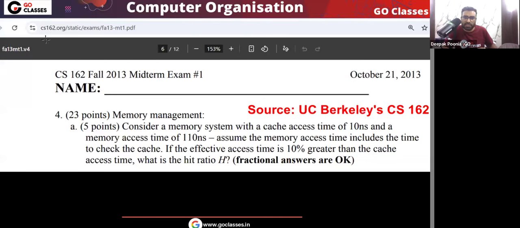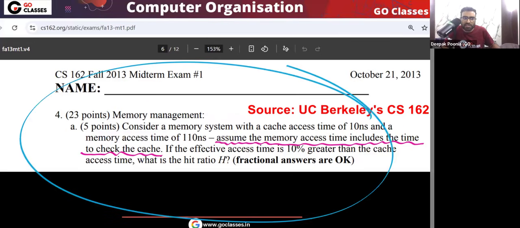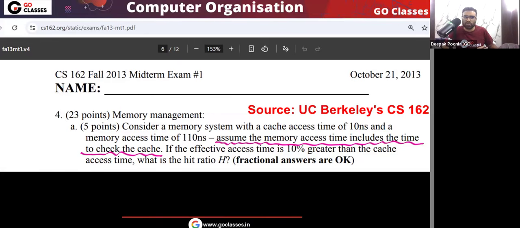If you remember, we have already seen many questions. You can see this is the question from UC Berkeley, from Berkeley University. This question we have seen, and read this line. Assume the memory access time includes the time to check the cache memory. Yes or no? This statement is given. So because of this statement, when the data is not available in the cache memory, then the total access time seen by the CPU is basically the main memory access time. Yes or no? So you can see, because of this statement in this question, remember, this question is not look aside design. This question is not so-called simultaneous access. This question is simple memory hierarchy look through design.